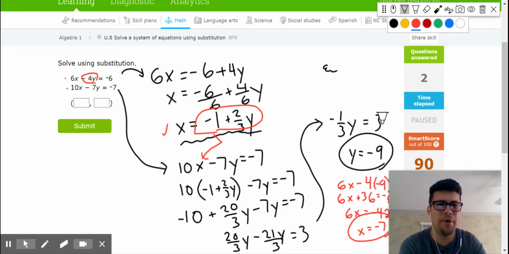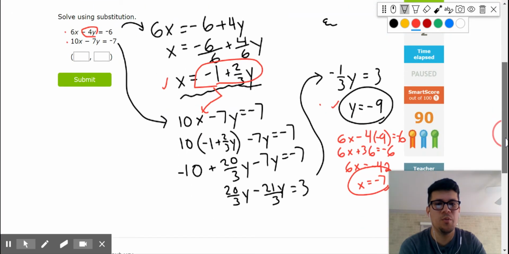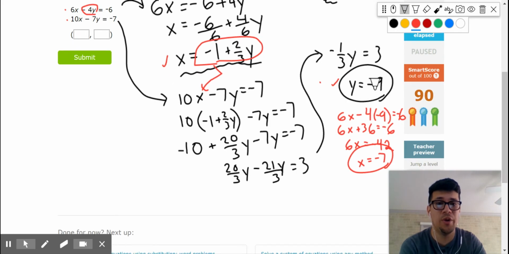You can do this last step in a number of ways. You can divide both sides by -1/3, or you can also multiply both sides by -3. Either one will do the trick, and you get y equals -9. And after that, we need to solve for x. So now that we know y, all we have to do is substitute my y into my equation. I'm going to do it with the 6x minus 4y equals -6 equation, and you could substitute it into either one. 6x minus 4 times -9 equals -6. So 6x plus 36 equals -6.